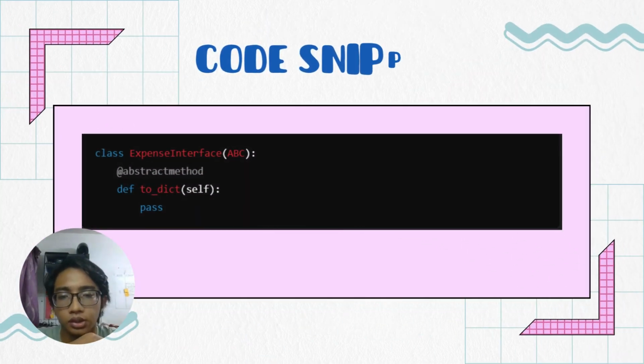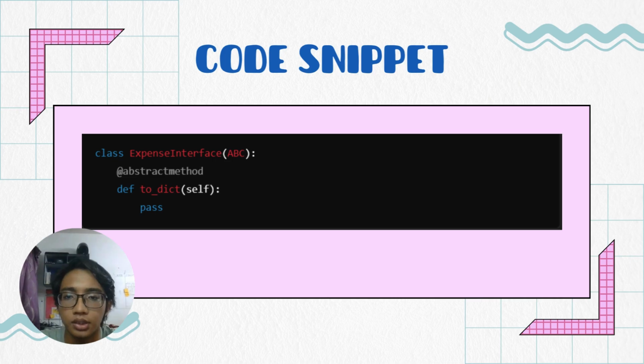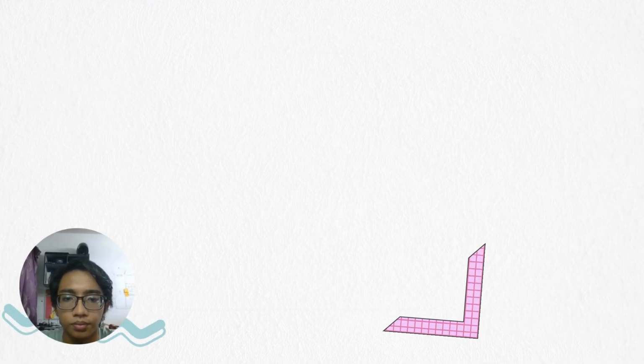What we get here is the code snippet for the class ExpenseInterface (ABC). For Python, it's easy to identify whether the code snippet contains the interface module. What we basically need is just ABC, and what the interface does is enhance consistency.